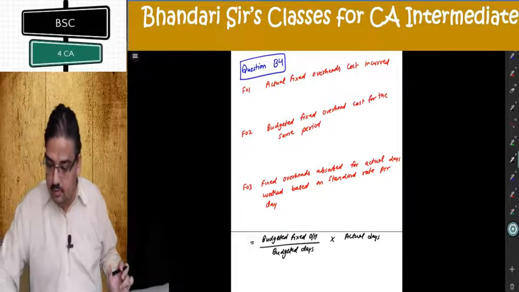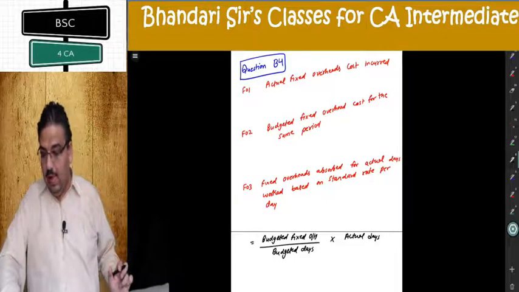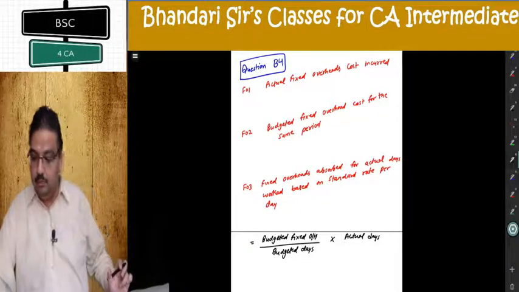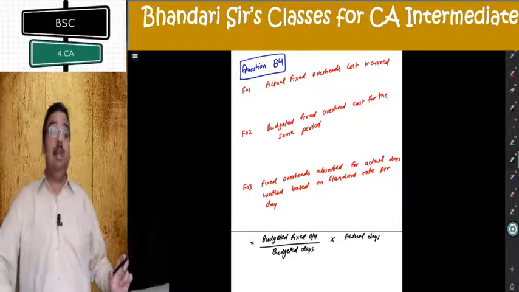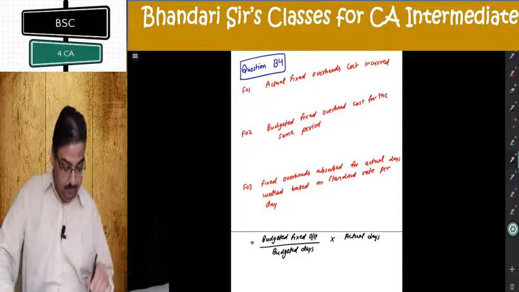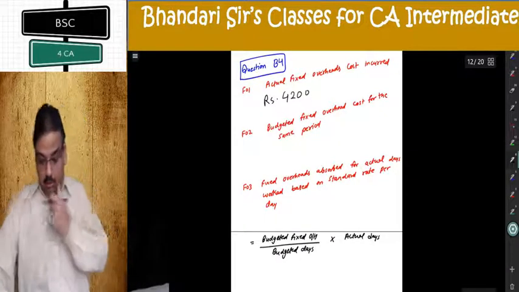Looking at this, first given are actual number of working days 24, actual man hours 9600, actual units 800. Actual fixed overhead incurred in the month, the period is month, the amount is given there, 4,200. So the amount is rupees 4,200.